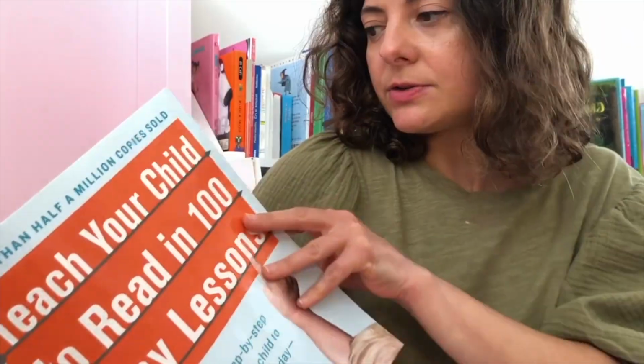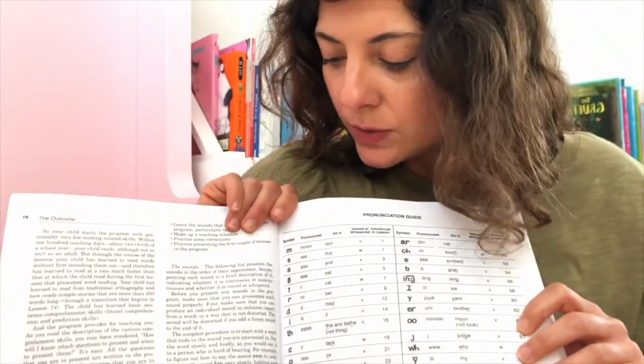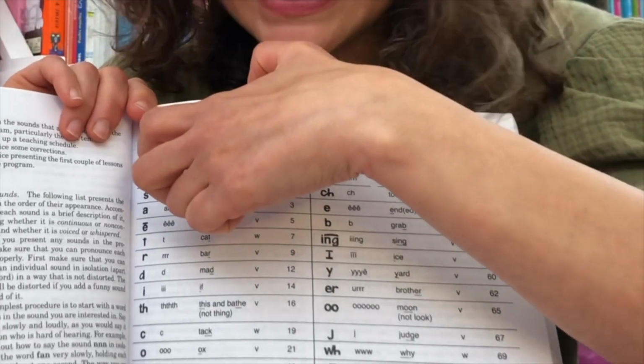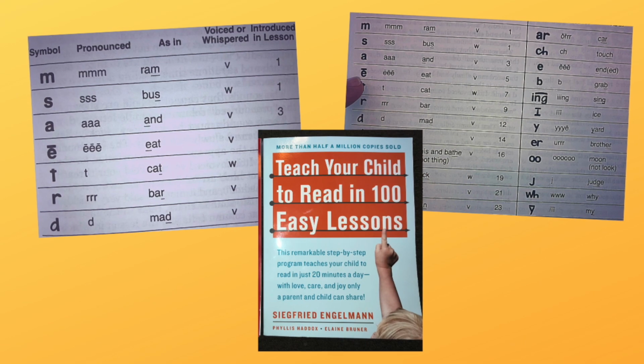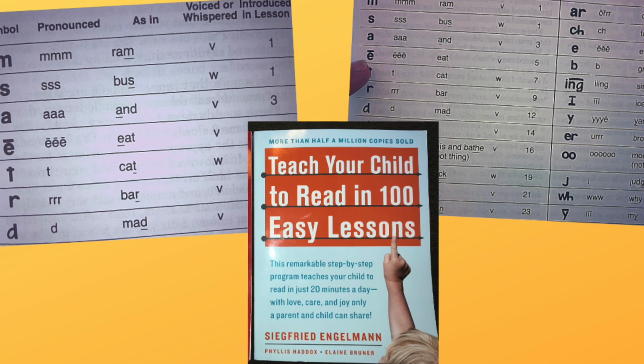Probably the most popular curriculum that follows the direct instruction model to teaching reading is Teach Your Child to Read in 100 Easy Lessons. I'm not sure at what point exactly you are with your research into literacy curriculums, but I bet you've heard at least of this one. It is extremely popular and the flagship of the direct instruction model to teaching reading. In fact, one of the co-authors of this program, Siegfried Engelmann, was also one of the original creators of the direct instruction method.